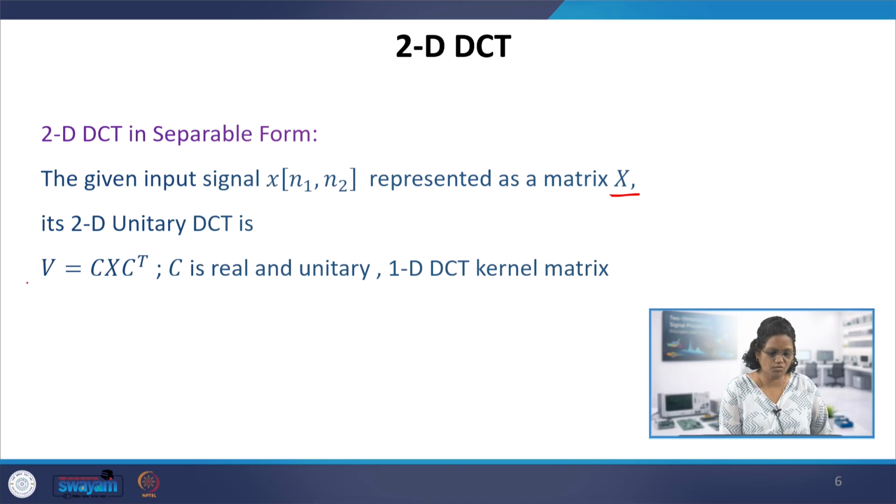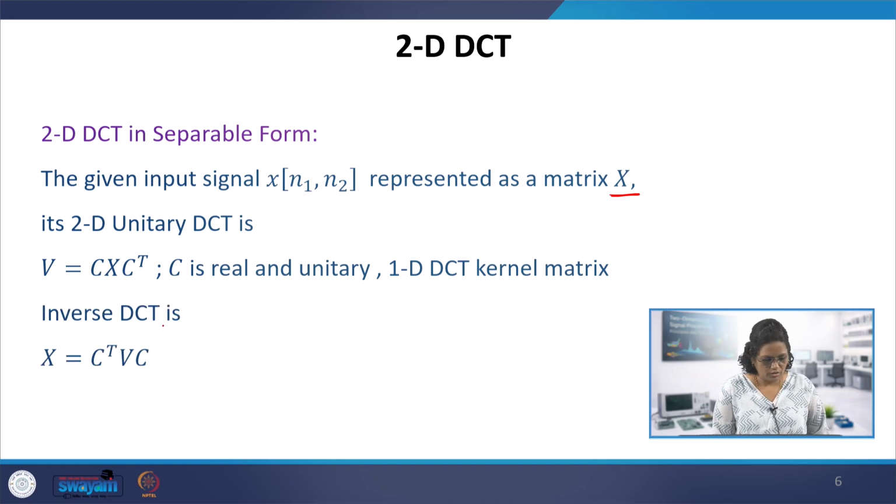So we can get the transformed coefficients of x, the DCT coefficients of x, by considering x as a matrix. C transpose C can be obtained from the basis function, and then we multiply them to get V. Similarly, to get back the sequence, if we multiply C transpose V C in this order, we get back the x. So in matrix form it is also easier to get. C is a unitary and real matrix.